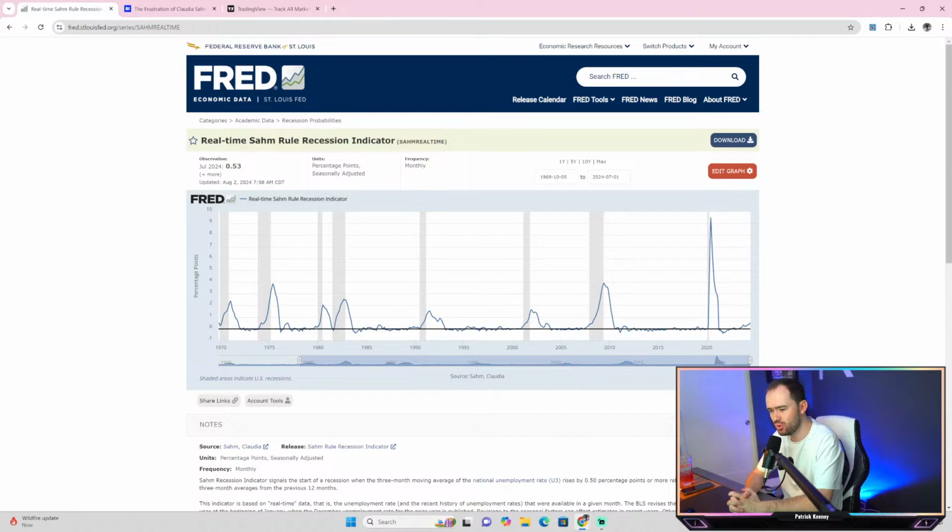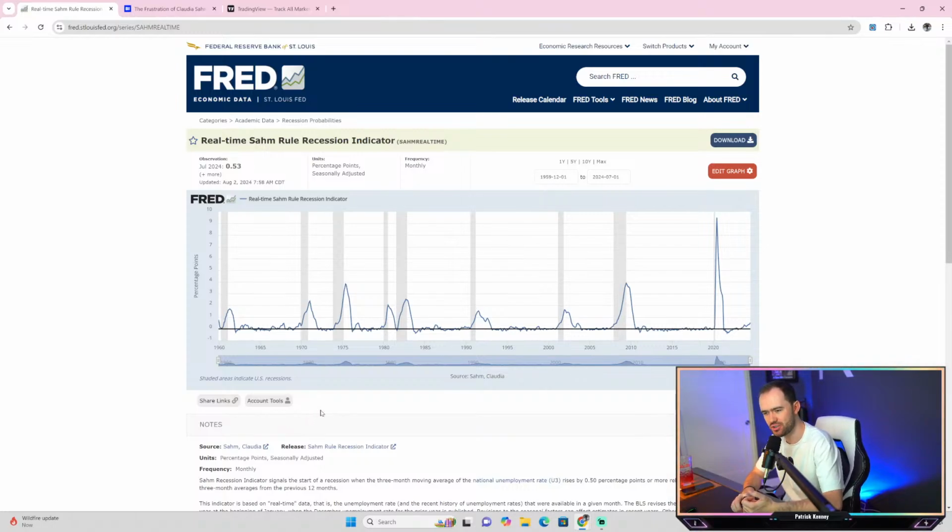Now, what is the Sahm rule? The Sahm rule predicts a recession when the 3-month moving average of the national unemployment rate rises. So we take the average of the last 3 months of the unemployment rate in the U.S., and if it rises by 0.5% in a given 12-month rolling window, it predicts we have a recession or we are already in one. Let me say it one more time: if the 3-month average unemployment rate rises by 0.5% in any span of 12 months, we are in a recession or a recession is coming.